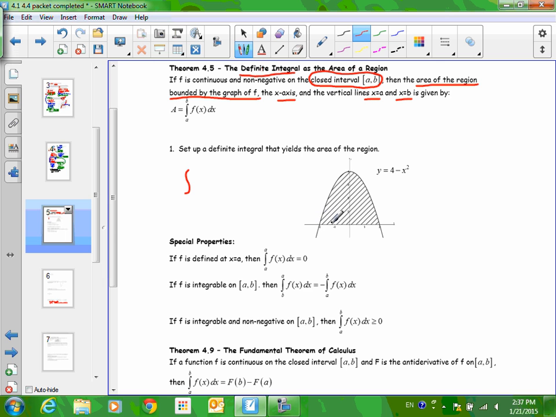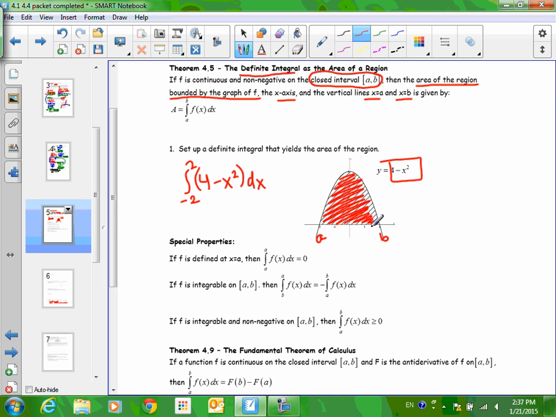So look at the graph. What do you think our lower bound is? -2. Okay, so we would write that down here at the bottom. And then our upper bound, b, would be 2. Using this, f of x is going to be this equation, 4 minus x squared. Since that's in terms of x, I'm going to put a dx there. This statement right here represents this area.